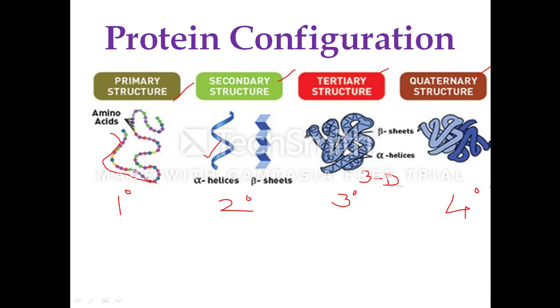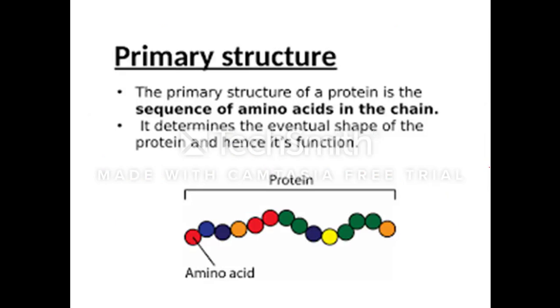Some proteins are made up of subunits of similar or dissimilar type of polypeptide chain. They are made up of the same type of polypeptides or different types of polypeptides in the form of subunits. These subunits interact in a specific manner with each other to give rise to the quaternary structure of proteins. So there are 4 configurations: primary, secondary, tertiary and quaternary. Now we will see each structure in detail.